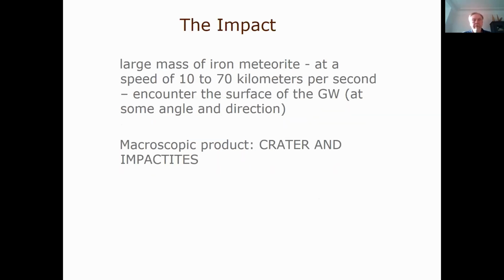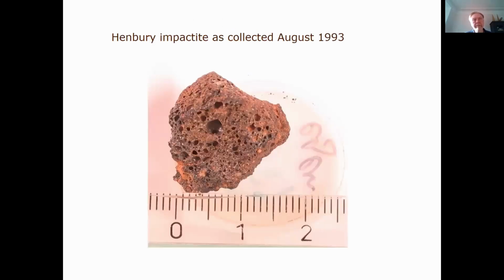So to sum up very briefly again, we have this enormous kinetic energy and we bang it into the surface of the graywacke. There are uncertainties. We know actually a good deal of the direction, but we don't know the precise direction. We don't know the exact angle, but we make a crater and we can make impact sites, and we've done so in crater number 7 in Henbury.